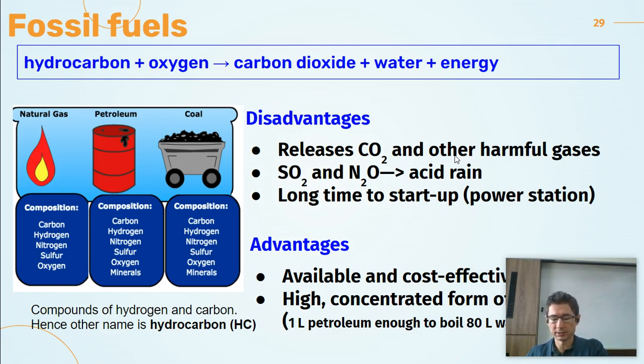Well, the advantages are they are abundant. We can buy oil and coal, and they are easy to transport. They are an available, cost-effective fuel. They have a very high concentration of energy. For example, 1 liter of petroleum is enough to boil 80 liters of water.